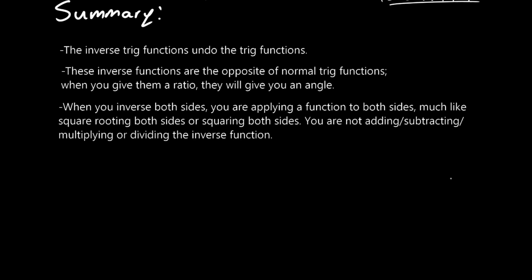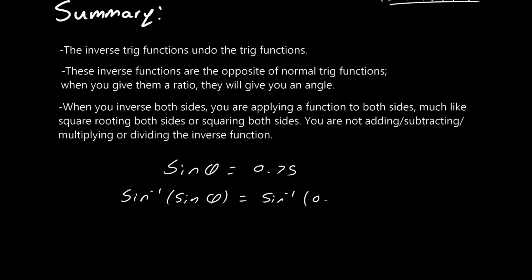When you inverse both sides, you're applying the function to both sides, much like square rooting both sides or squaring both sides. You're not adding, subtracting, or dividing the function. So if you have sine of theta is equal to 0.75, then you do the inverse sine on both sides. You're not dividing or multiplying by sine, you're just applying this to both sides. So don't mix that up. And these cancel out. That's why we're able to get theta by itself when we do the inverse sine.